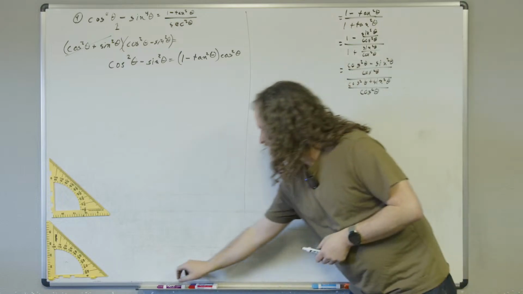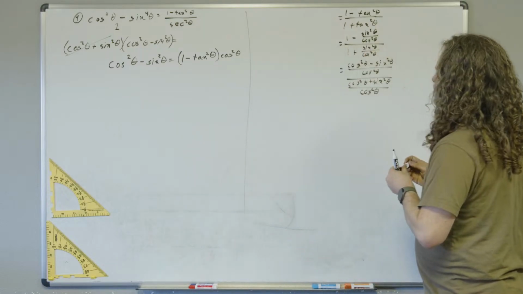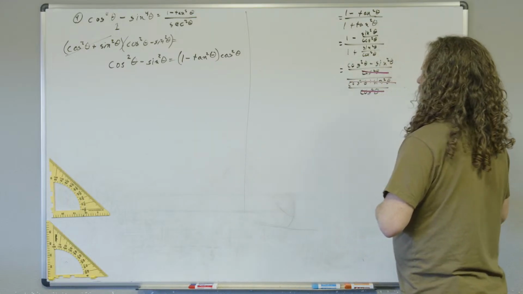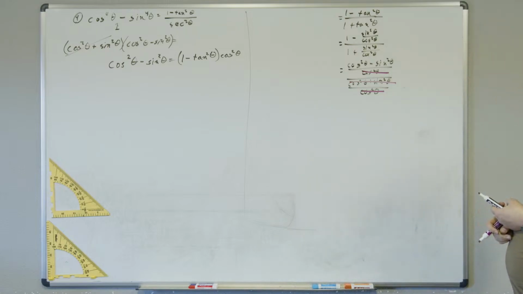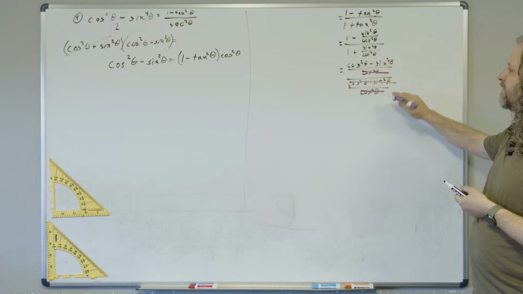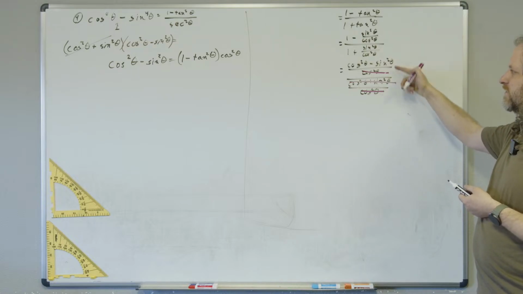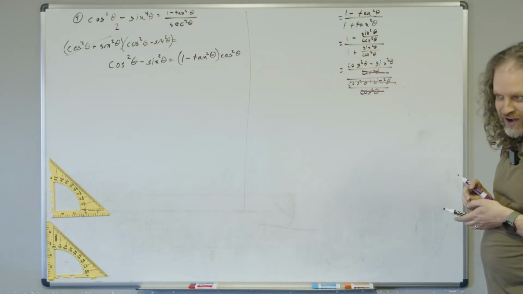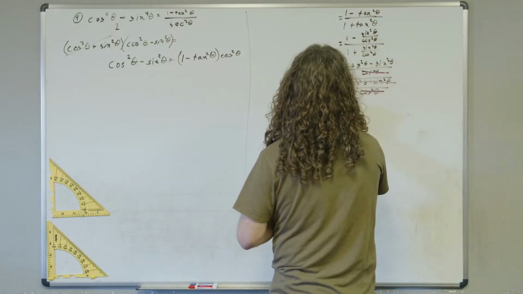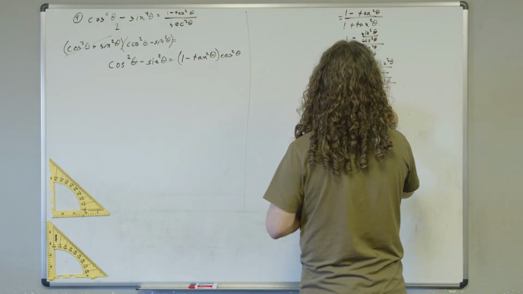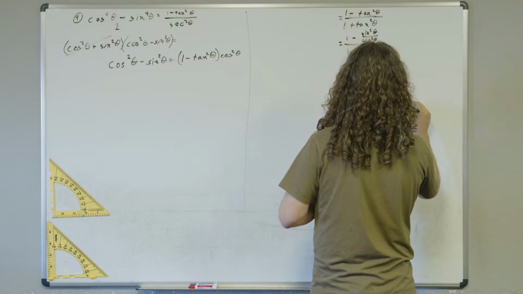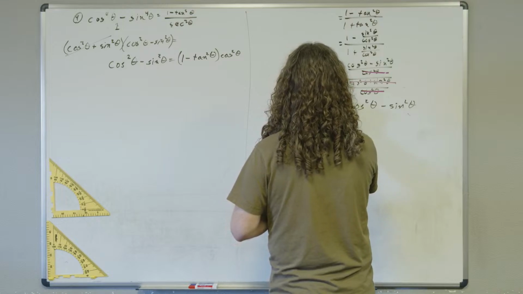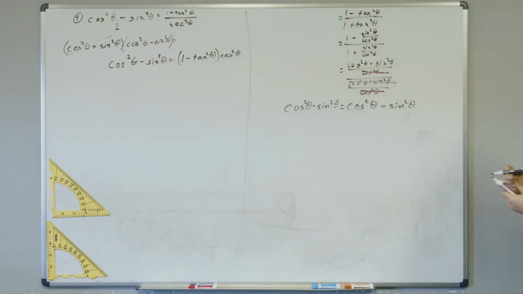So, miraculously, our keep, change, flip turns this, when we flip this over, and the cosine squares cancel. Cosine squared plus sine squared equals 1. Wait, did we just do it? We just did it. Absolute magic. That's why I like these problems.